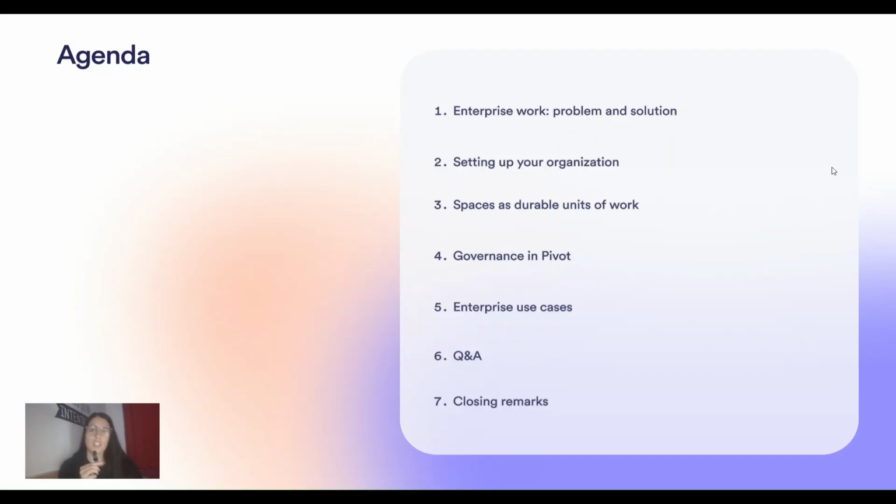So the first section is called Enterprise Work Problem and Solution. Then setting up your organization. After that, we'll take a look at spaces as durable units of work. Then governance in Pivot, enterprise use cases. Then we'll have a Q&A section and finally some closing remarks. So let's get started.